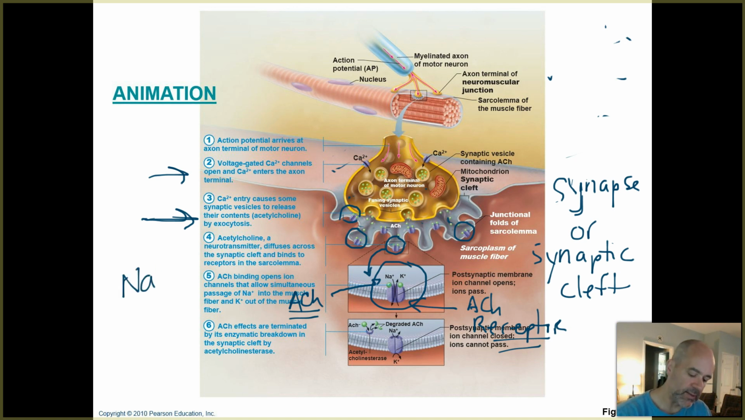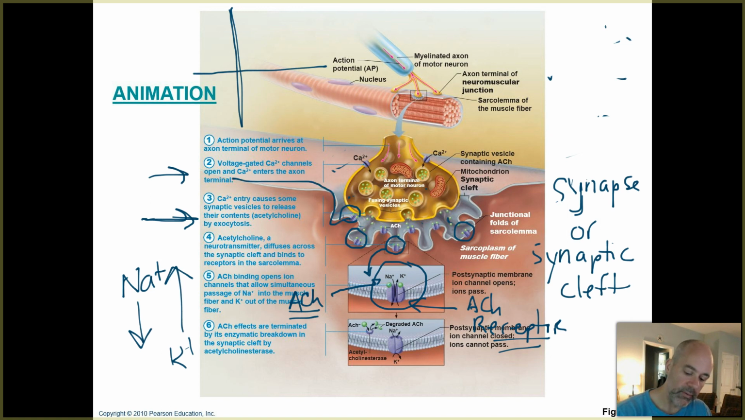And that channel actually lets sodium in and potassium out. However, there's more sodium that comes in than potassium that goes out. Okay, so what's happening to the charge across the membrane of our muscle fiber here? Down in here, where we're letting more sodium in and a little bit of potassium out, but way more sodium in, the muscle fiber membrane is just like a motor neuron membrane. It's going to be well below zero. It's going to start to do what? It's going to start to depolarize, just like what we had happen on our motor neuron.